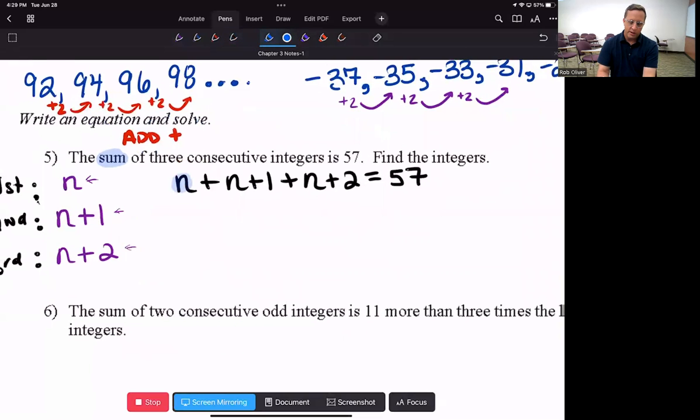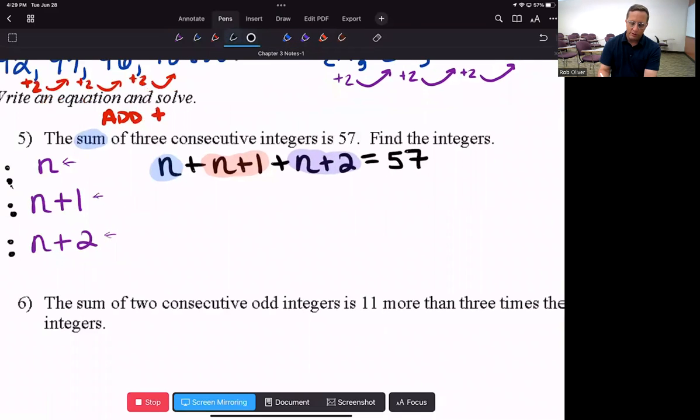Just so you know what we did there, this right here, that's the first integer. This right here, didn't mean to do that. My Apple Pencil has kind of a mind of its own sometimes. I think this program actually does, not my Apple Pencil. And then right here, n plus 2, that represents the third number, right? So all those together make 57.